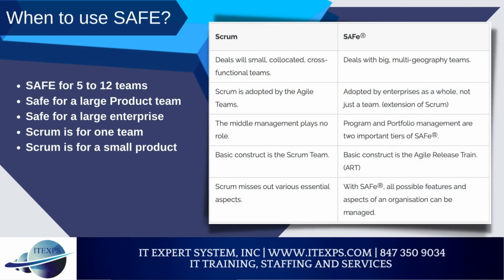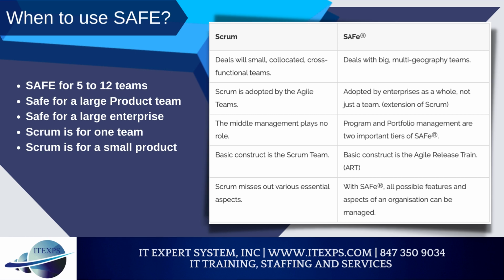When to use SAFe. SAFe for 5 to 12 teams. SAFe for a large product team. SAFe for a large enterprise. Scrum is for one team. Scrum is for a small product. Scrum deals with small, co-located, cross-functional teams. SAFe deals with big, multi-geography teams.